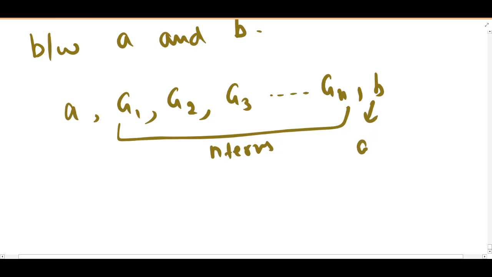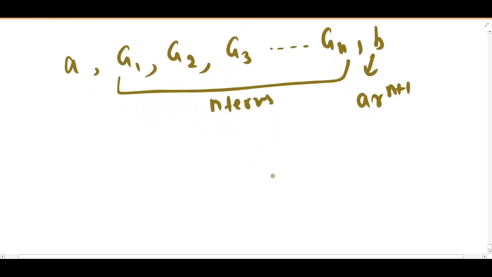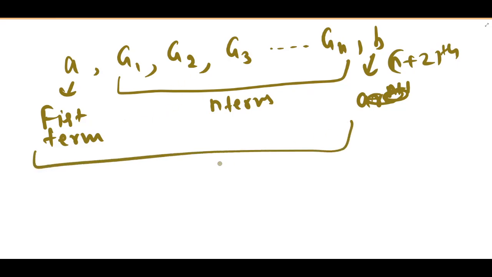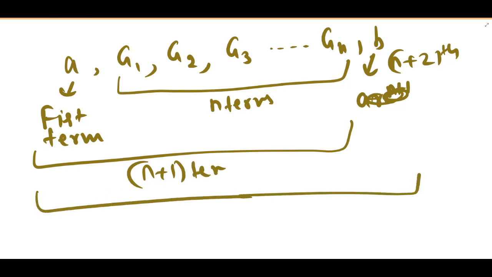So this is the last term, a r^(n+1), and this is the first term. This is similar to the previous case of arithmetic progression. So these are n terms, and this will be the (n+2)th term. So the total number of terms is n plus 2 terms.